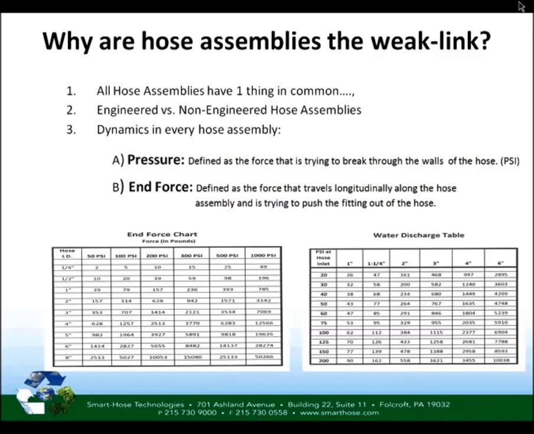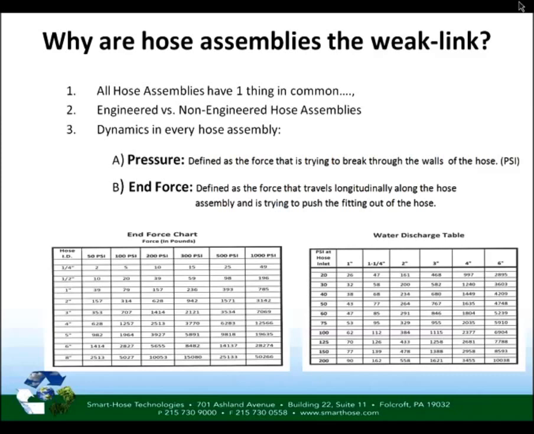One perspective to look at hose assemblies is to classify them into engineered assemblies and non-engineered assemblies. An example of an engineered assembly is a hydraulic hose assembly. Most industrial hose assemblies are considered to be non-engineered assemblies. It's important to understand the difference between the two and their associated impact.